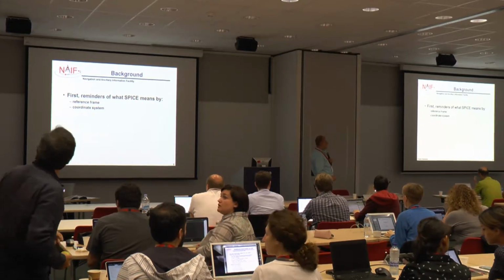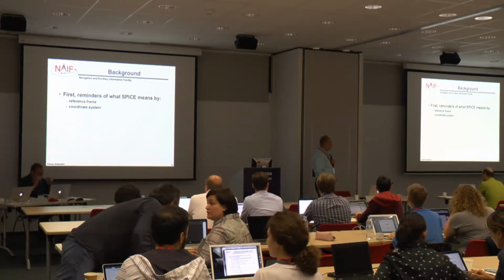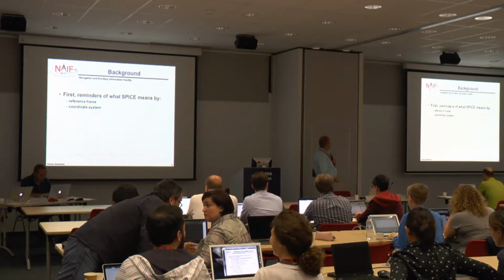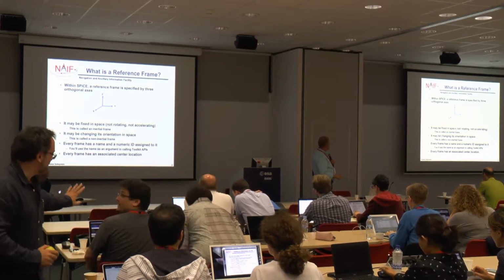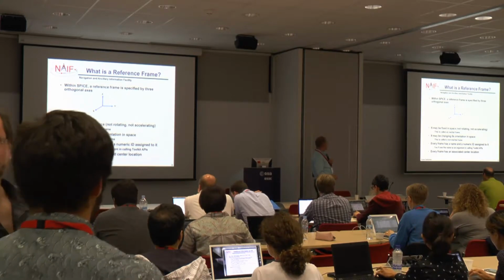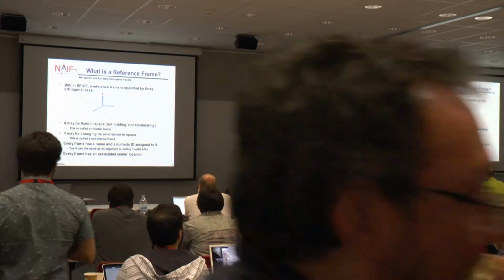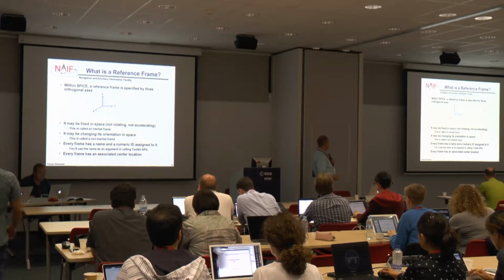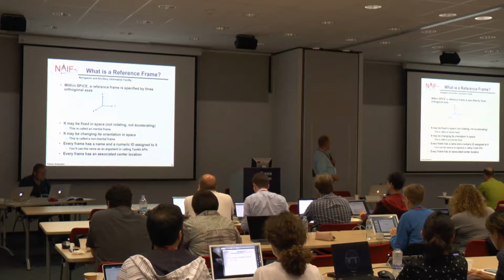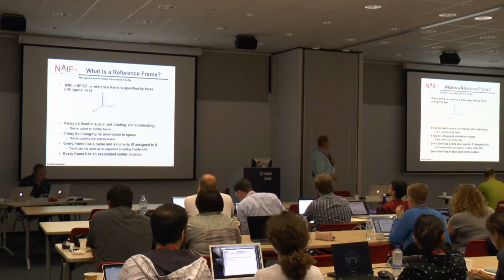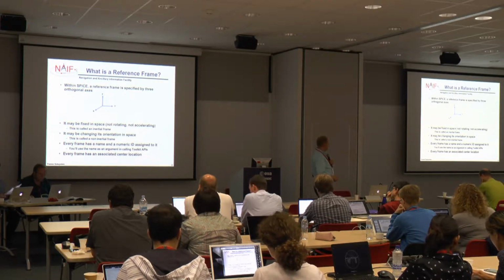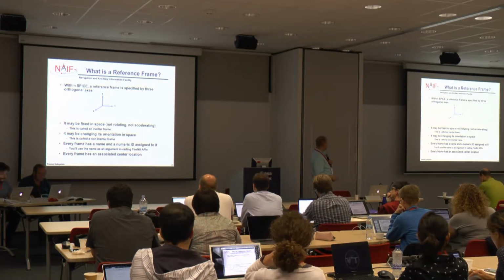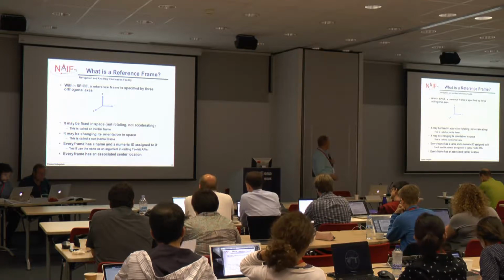Coordinate systems. I think we have repeated this about 5 times already, the 6th time again. Within SPICE, a reference frame is specified by orthogonal axes, maybe fixed in space, not rotating, not accelerating, then it's called an inertial frame, or it may be changing orientation in space, and it's non-inertial. Every frame has a name and numeric ID, as I said in the A5 tutorial, and you will use the name of the frame as the argument in most of your toolkit API calls.